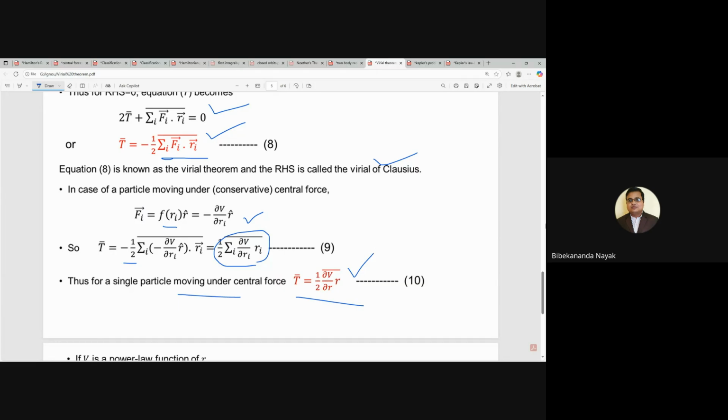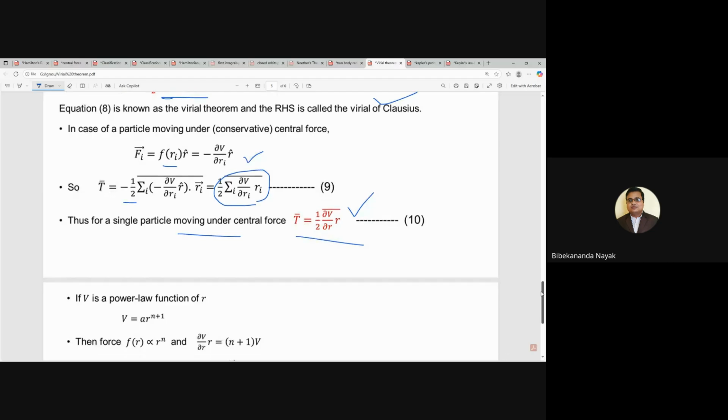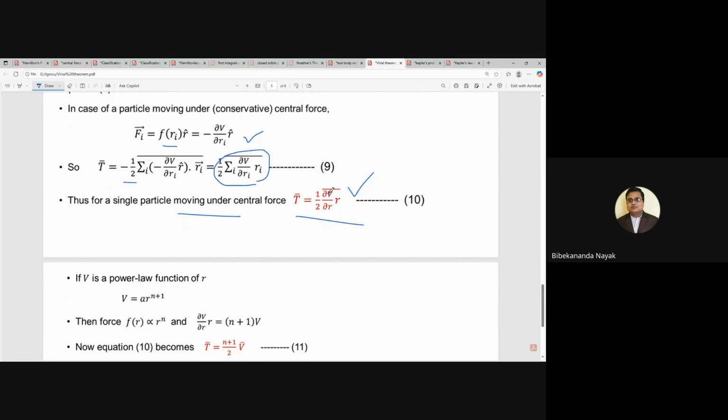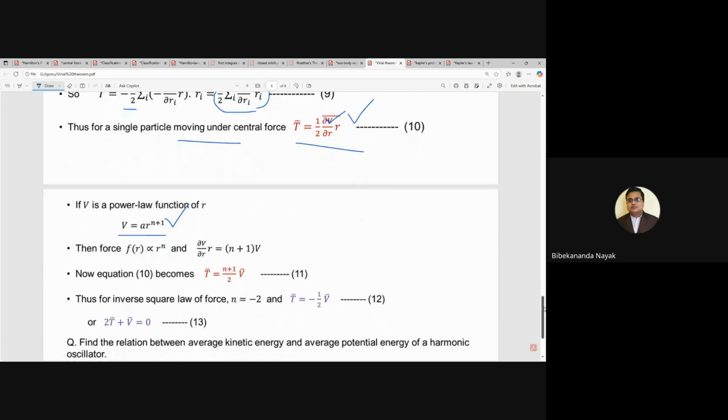So if you take any system and you know its potential energy, then you can write the average of kinetic energy, which contains the velocity term. If V is A r to the power n plus 1, then del V by del r will be n plus 1 r to the power n. Then this equation becomes n plus 1 by 2 V bar. That means for the inverse square law of force, n is equal to minus 2, then T is equal to minus half V.